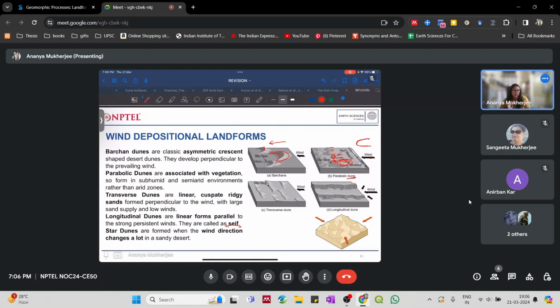And then you have the star dunes. Star dunes are when you have a mound of sand that has been deposited, and it is being affected by winds coming in from different directions. You can see over here numerous arms of the dunes, and you can have pyramid shaped dunes also, and they are irregularly shaped because the wind direction changes a lot in areas where star dunes are formed.